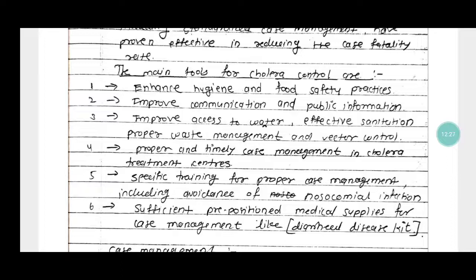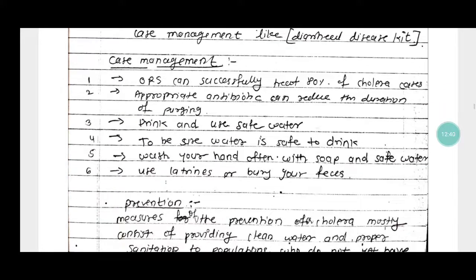Specific training is needed for proper case management, including avoidance of nosocomial infection, along with sufficient prepositioned medical supplies for case management, like diarrheal disease kits. In case management, number 1, ORS can successfully treat 80% of cholera cases, and appropriate antibiotics can reduce the duration of purging. Drink and use safe water. To be sure water is safe to drink, wash your hands often with soap and safe water.